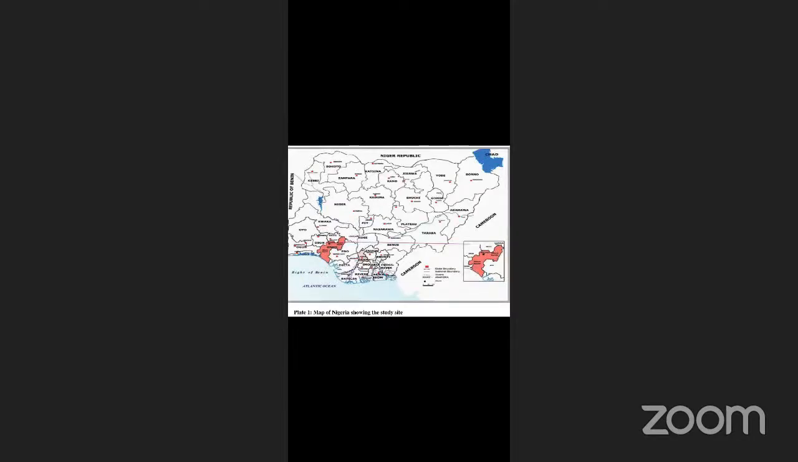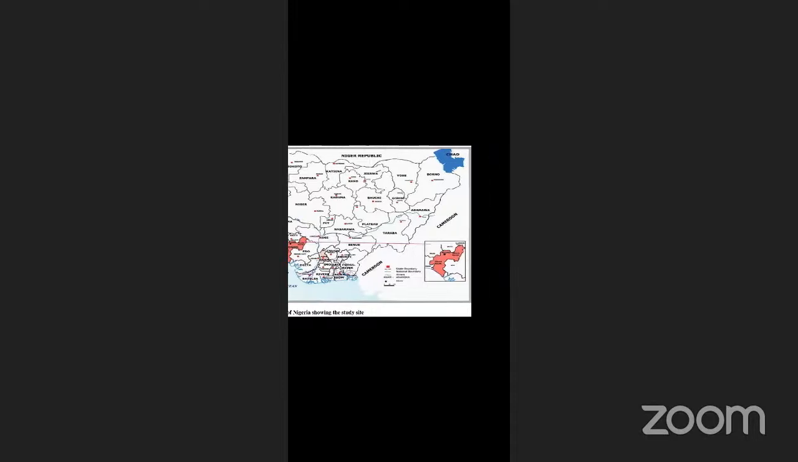Well, the next is the map of Nigeria showing the study site. The map of Nigeria is as shown here, and the area highlighted in red is Ondo State, Nigeria, and that's where I'm currently talking from now.